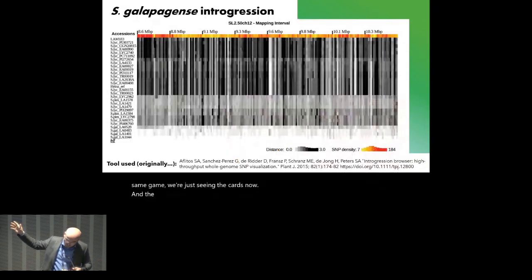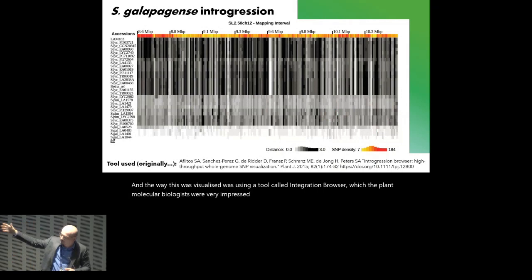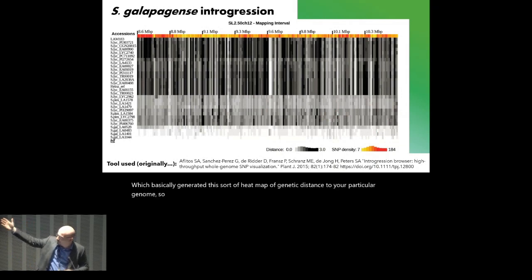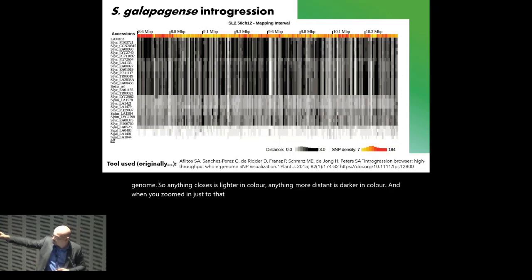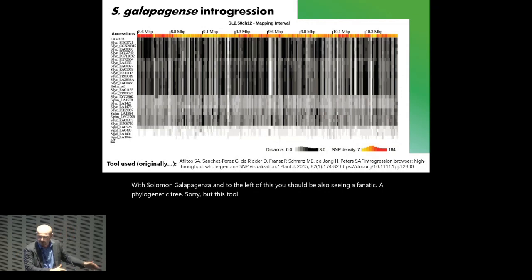And the way this was visualized was using a tool called Tersect Browser, which the plant molecular biologists were very impressed with, which basically generated this sort of heat map of genetic distance to your particular genome. So anything close is lighter in color, anything more distant is darker in color. And when you zoomed in just to that interval, you see that this cultivar clusters with Solanum galapagense. And to the left of this, you should also be seeing a phylogenetic tree, but this tool generated it separately in a separate file, so it wasn't that easy to view at the same time.